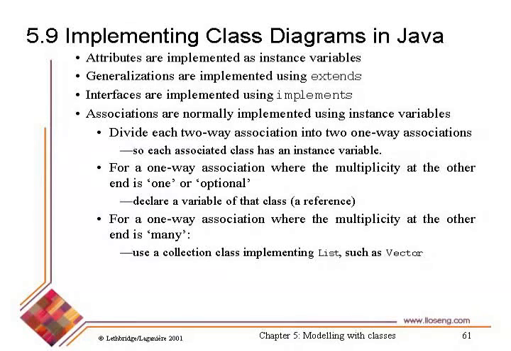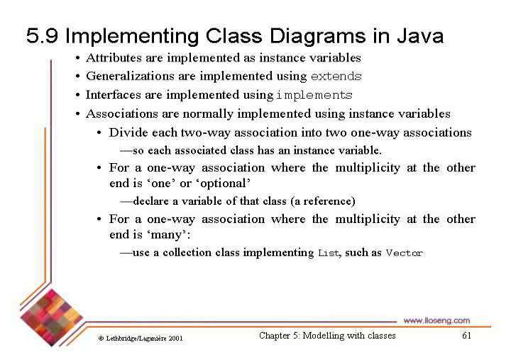So where the multiplicity at the other end is 1 or optional, we're just going to have a variable of that class. So a booking has one specific flight. So we're going to have an instance variable of type SpecificFlight in Booking. Simple, right?